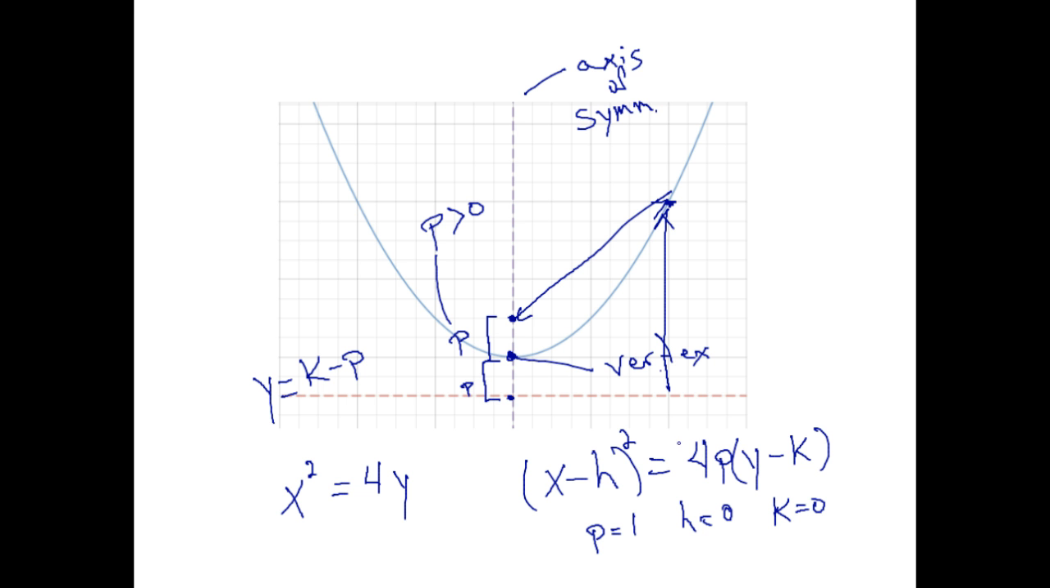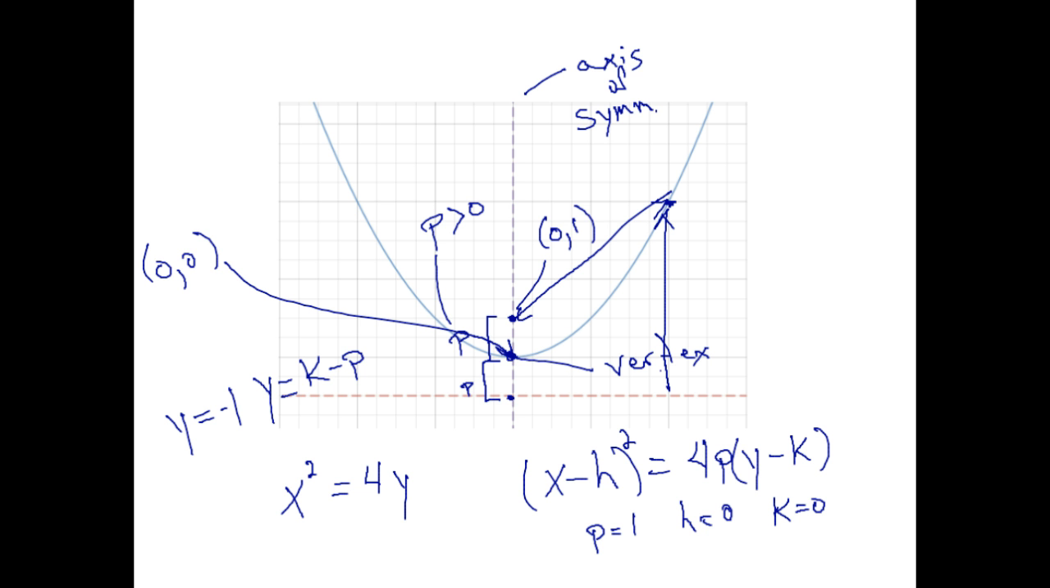Our vertex is hk, so the vertex is going to be at 0, 0. That's our vertex here. And we know our focus is 1 unit above, so this is going to be at 0, 1. And our directrix is going to be y equals k minus p, so that's y equals negative 1. And so we've identified the horizontal line and the point at which all points along the parabola are equidistant to that point and that horizontal line.